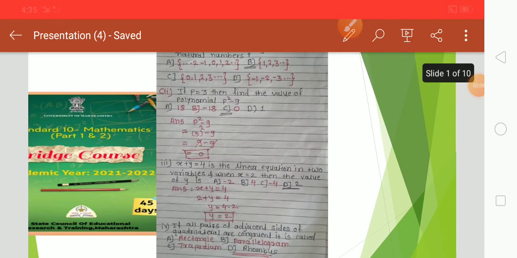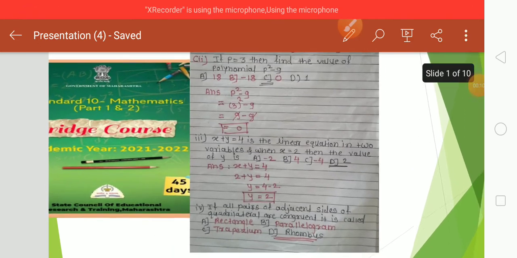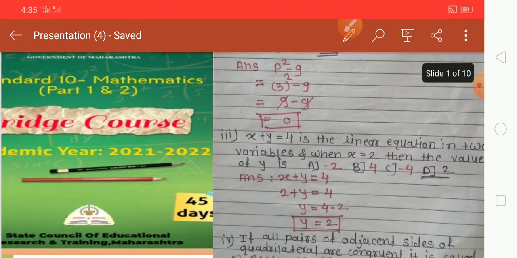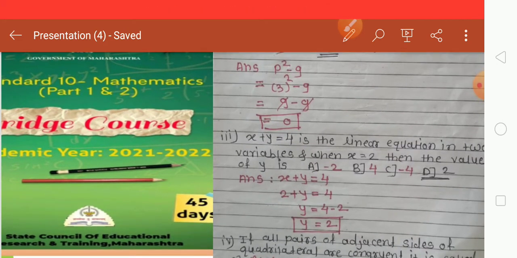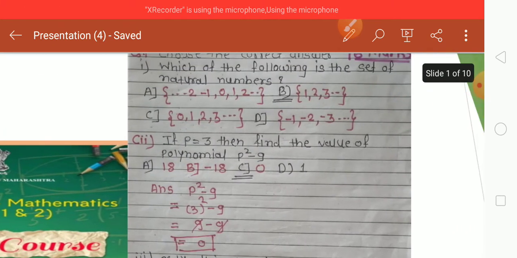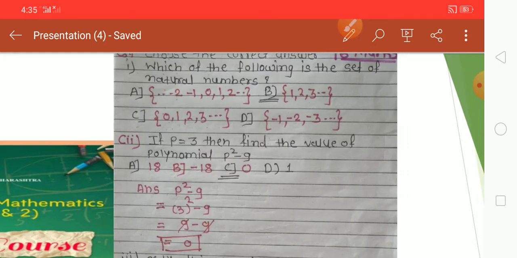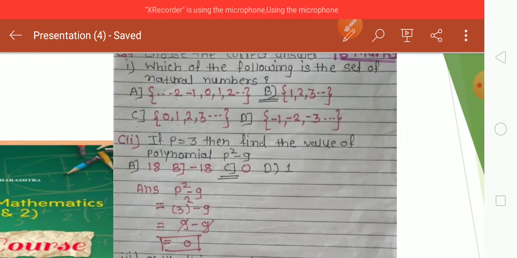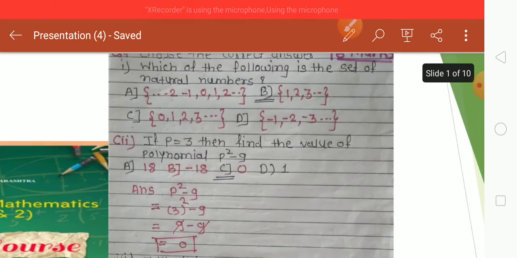Today we have discussed the bridge course for standard 9 mathematics part 1 and part 2. According to the SCERT, for the academic year 2021 to 2022, now we have solved the final test of standard 10. See here, choose the correct answers. Which of the following? The required marks are 30 and the required time is 1 hour.